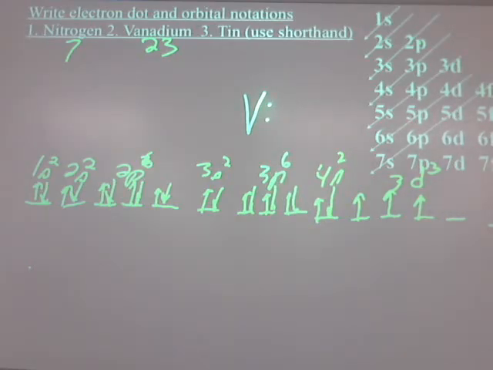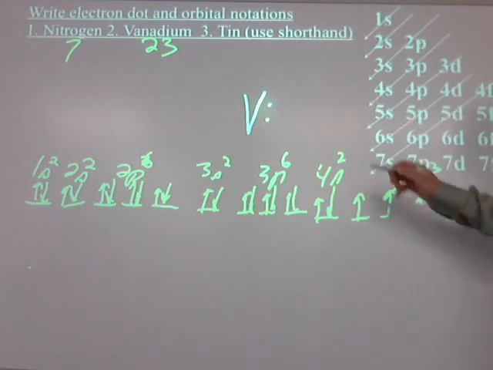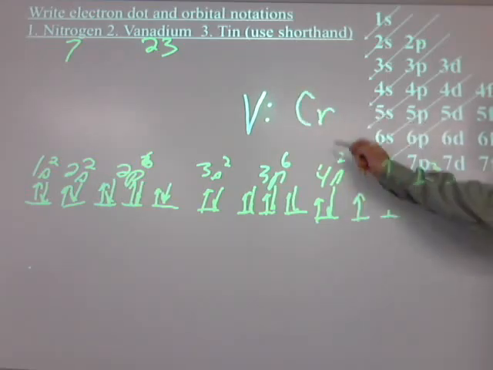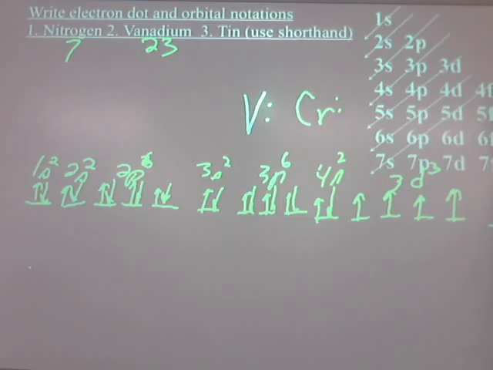Matter of fact, let's look at the next element after vanadium, chromium. It would be that. What did chromium's electron dot notation look like? Same thing. We're only including the outer shell electrons. But those transition elements, with incomplete d sublevels, have weird stuff that goes on with them. A lot of strange things happen here.